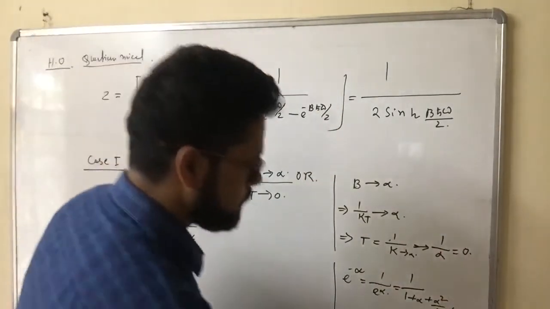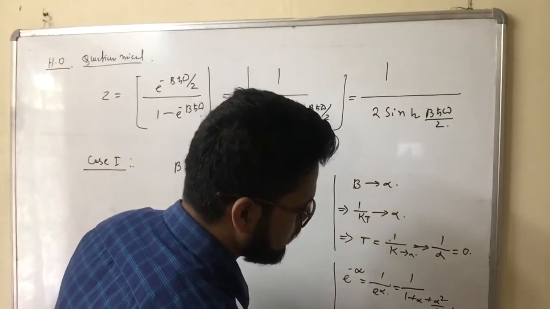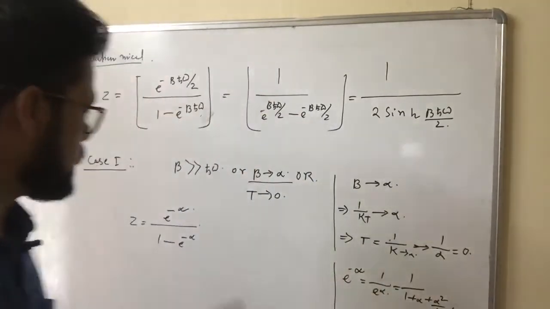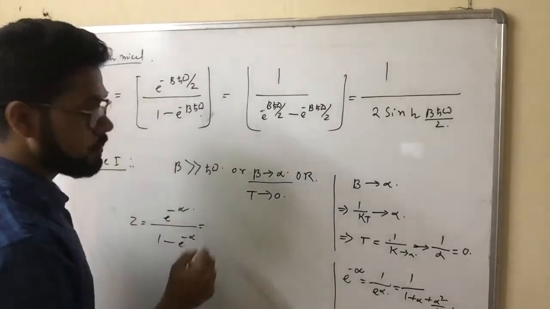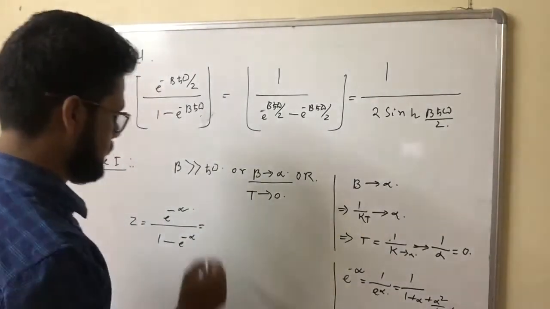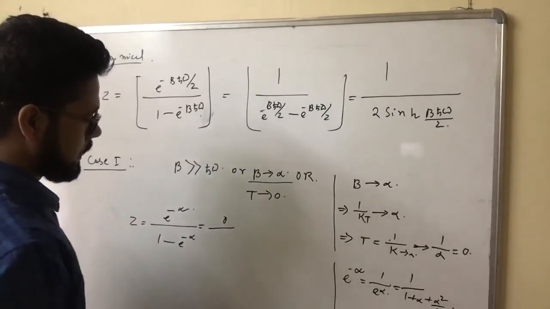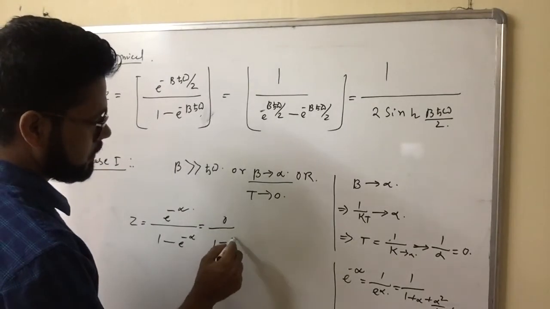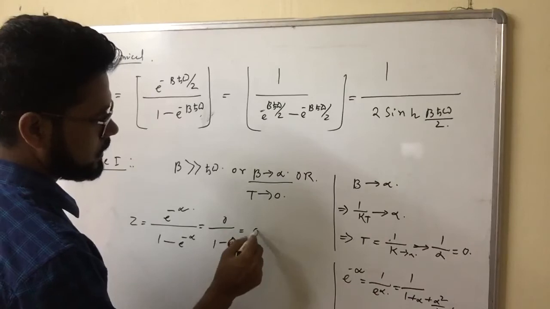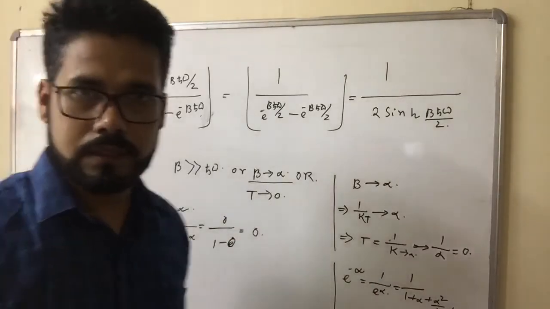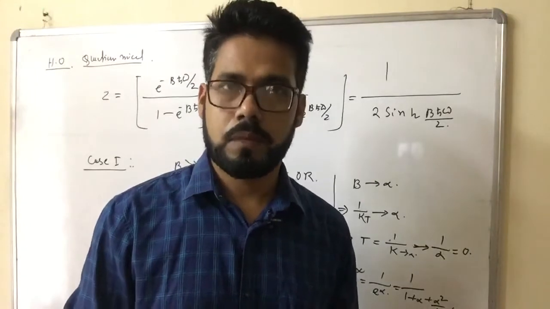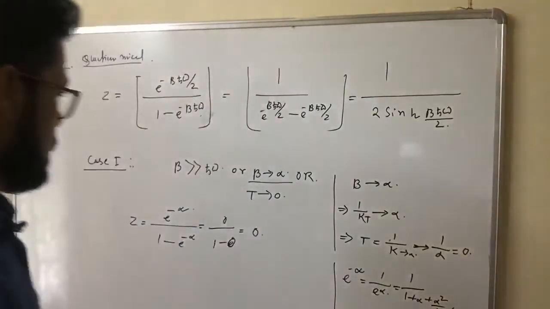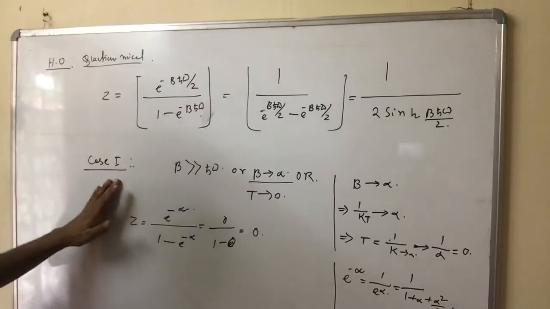Infinity. So it will be 1 by infinity. 1 by infinity is 0. That is why e to the power minus infinity is 0. But e to the power infinity is always equal to infinity. E to the power 0, correct? 1 minus e to the power minus infinity is 0, equal to 0. That means at low temperature there is no possible microstate, because Z represents the number of microstates. This is case 1.